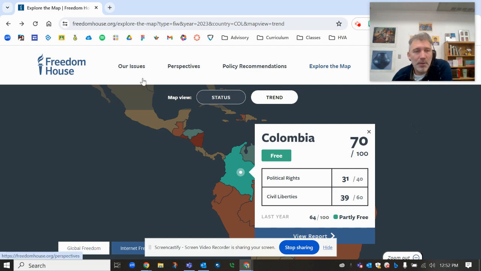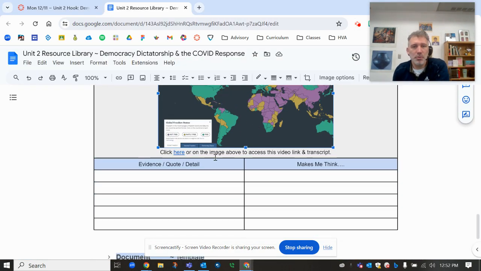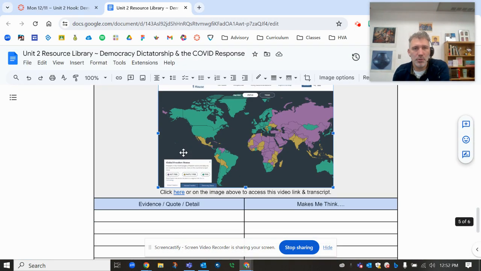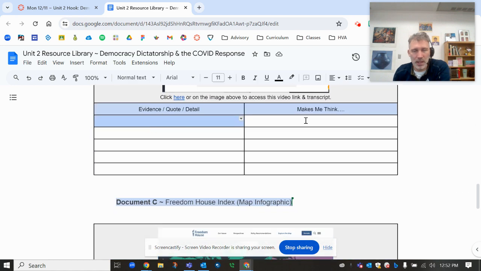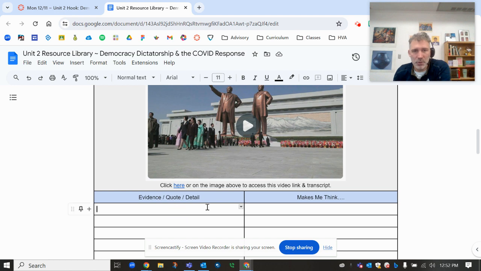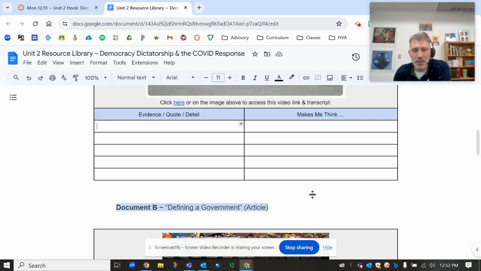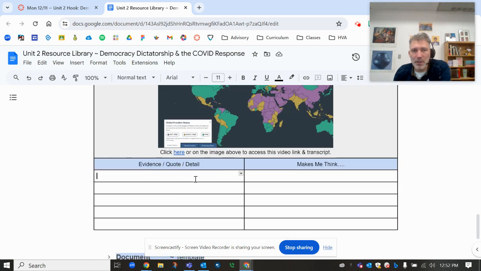Read some of this and add your information to this shared evidence chart. You're going to either access this article and then add quotes and what makes me think, or access this video and add evidence, quotes, or details and what makes me think, or access this super cool map and share anything you found really interesting on there. It could be a detail, a quote, just a number, a piece of evidence, and then what does it make you think?